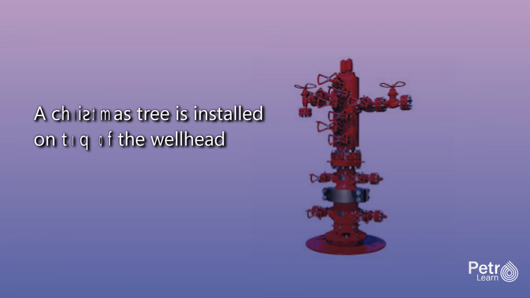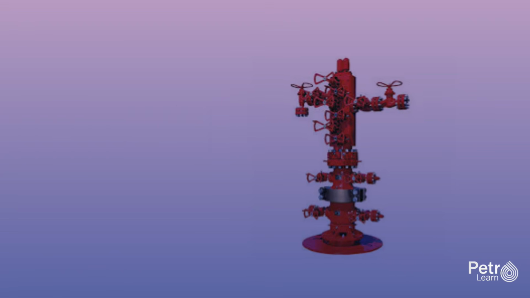The tree is rated for the maximum expected wellhead pressure, commonly 2000, 5000, or 10,000 psi. All valves can be operated manually and often have hydraulic or pneumatic actuators for remote operation. Safety valves may be included that will automatically shut in the well if pressure drops suddenly, indicating a line rupture, or if fire is detected.